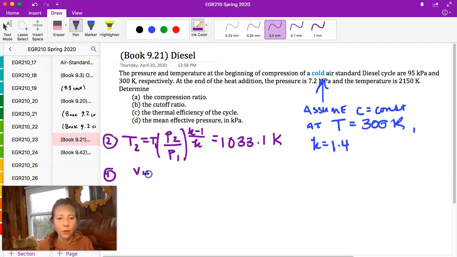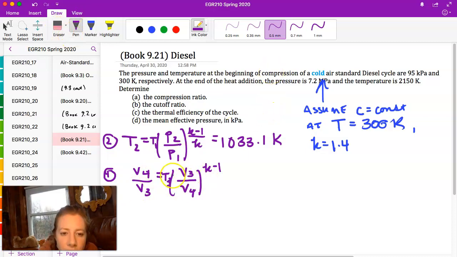All right, so then for 4, we can get V4 over V3 is going to be V3 over V4. And if you want to review this stuff, it's summarized in handout number 5. That's posted under handouts on Moodle. And this is for our isentropic processes, and that's going to be k minus 1 times T3. And I feel like I need to rewrite this. That's a 3, that's a 1. And that'll give us 837 Kelvin.